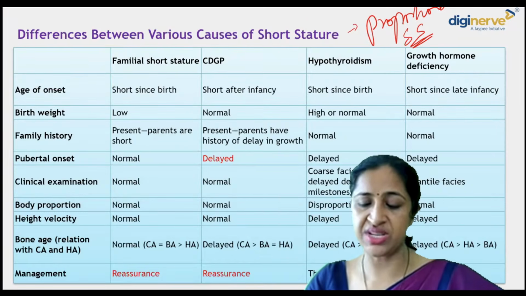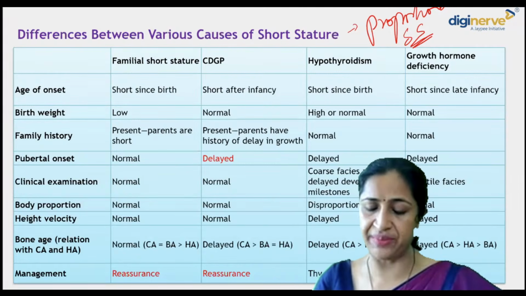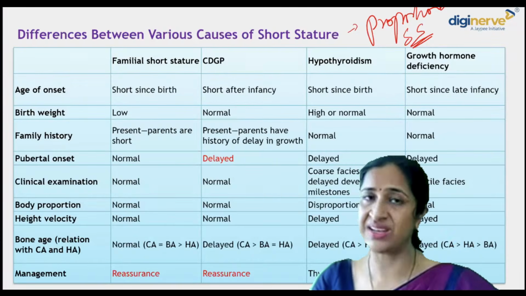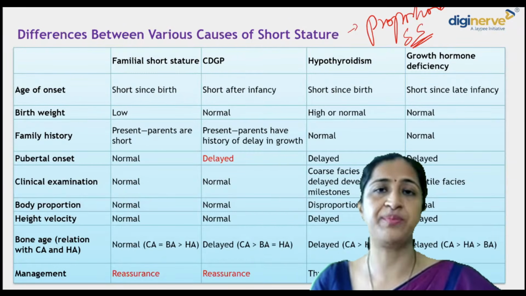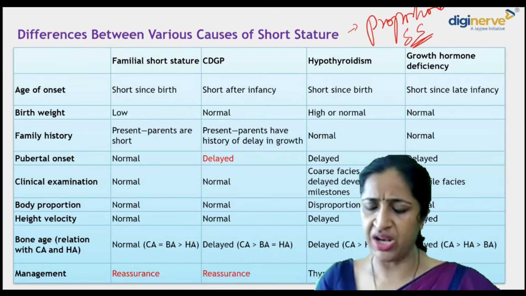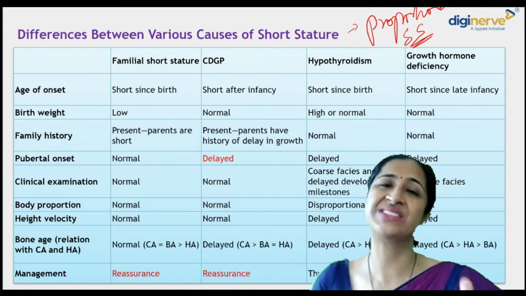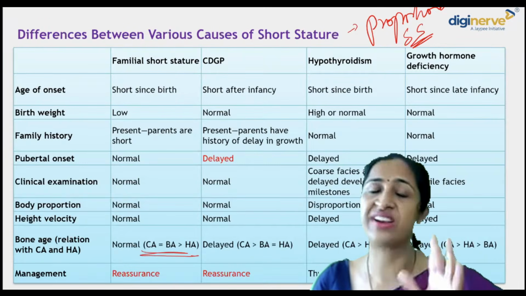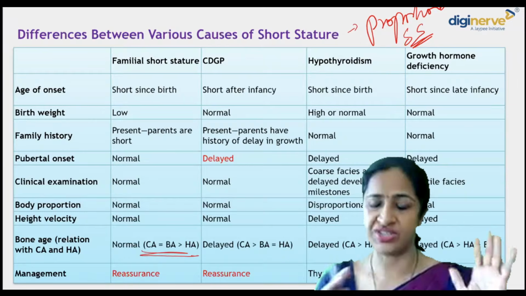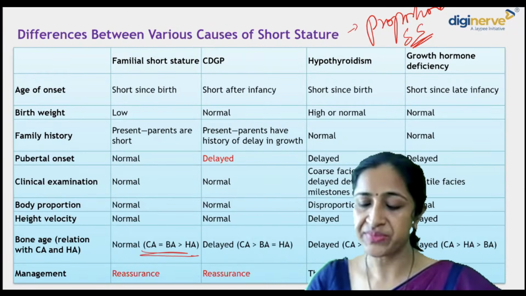So let's go over quickly. The familial short stature, they are always short. They are born to short parents. Everybody is short in the family. The puberty is normal. Clinical examination, development, everything normal. Body is proportionate short stature. Height, velocity, puberty, everything normal. Bone age will be equal to chronological age always, but the height age will be a little less. So, chronological age equal to bone age, which is greater than height age, because they are short stature. Nothing to do, they belong well into that family.